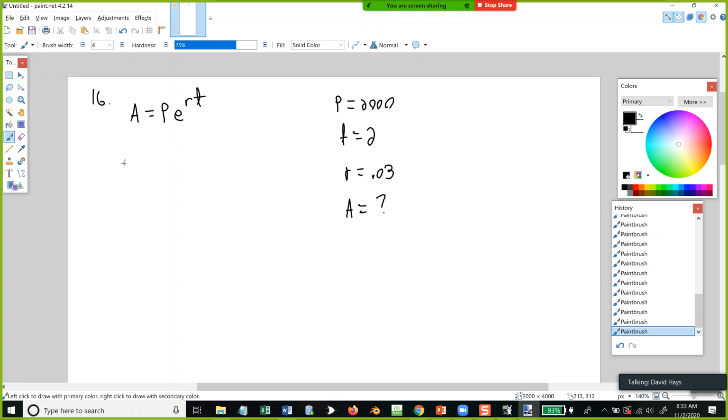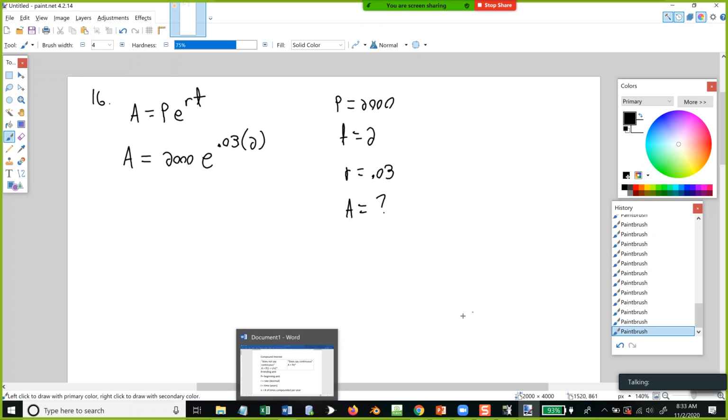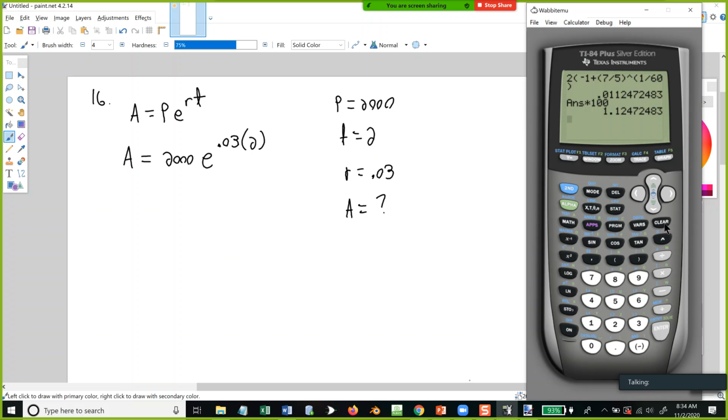Again, we'll plug in everything that's given. So that's 2,000 e to the r, which is 0.03, times t, which is 2. These are challenging to put in for some people. Seems like when this one's on the test, a lot of people miss it because of how they put it in.